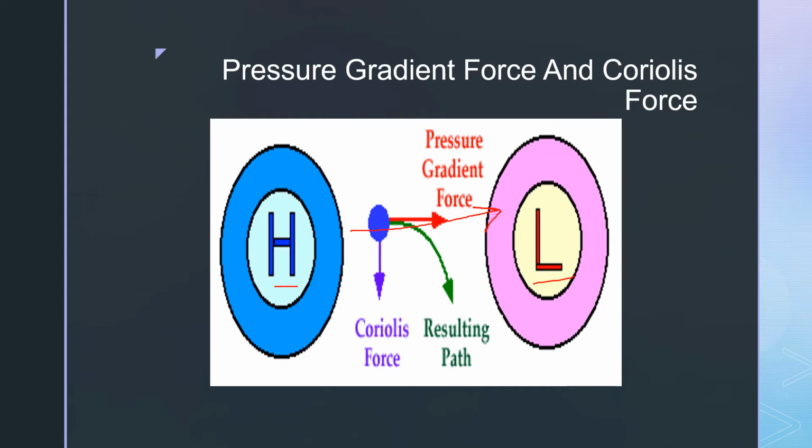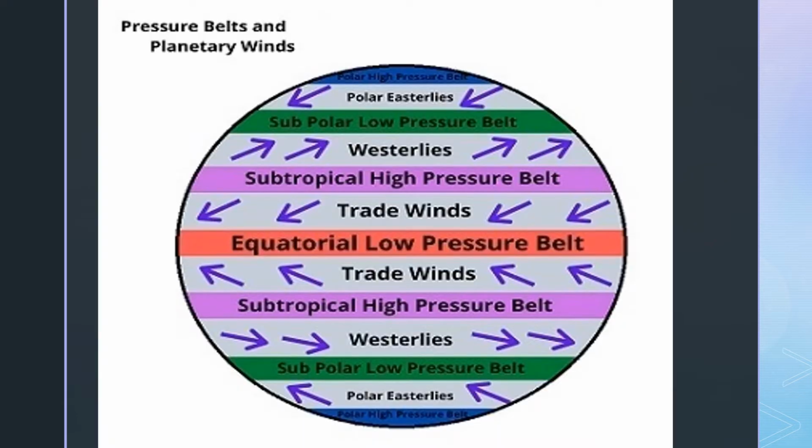Now there is another force, that is friction, which works in changing or resisting the wind movement, because these winds are on the surface of the earth. Due to some irregularities on the earth's surface, the friction offers resistance to the wind movement. Majorly these three forces, pressure gradient force, Coriolis force and friction, play a role in deciding the direction of the winds. Moving on, now we are going to look into what the pressure belts and the planetary winds are.